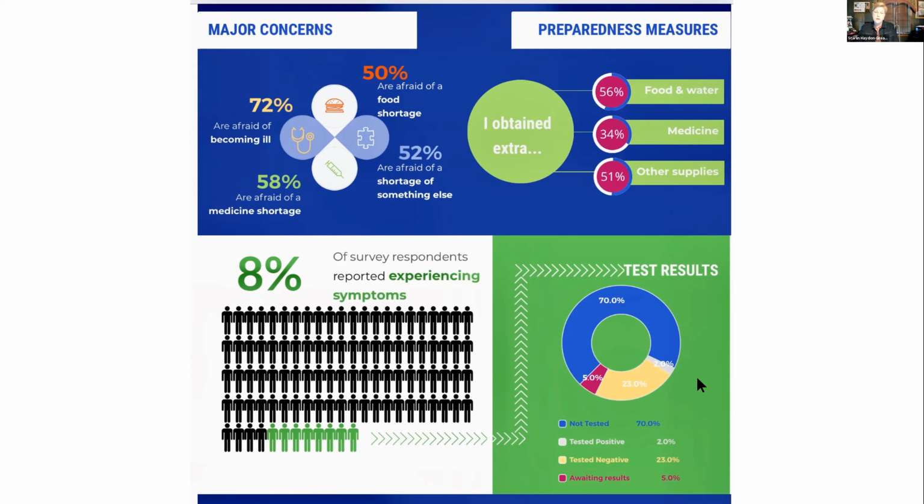This one is about how many people have been or are going to be tested. 70% of these 1,300 people have not been tested. Only 2% of that group tested positive, 23% tested negative, and 5% were waiting on results. So that gives you a pretty good idea of how things were going at the end of March.